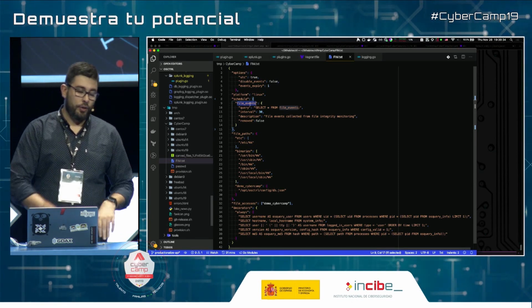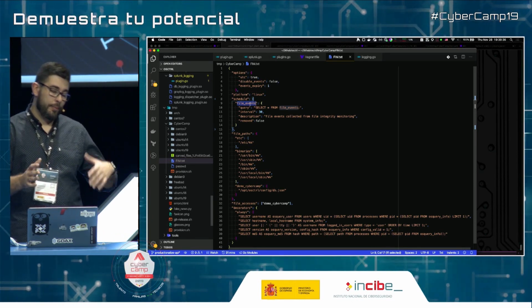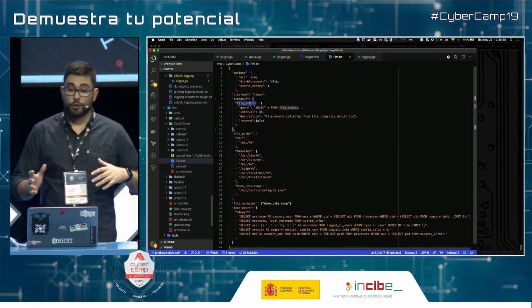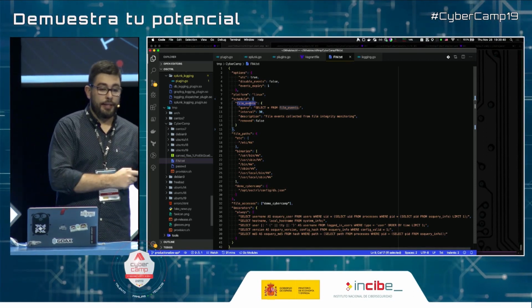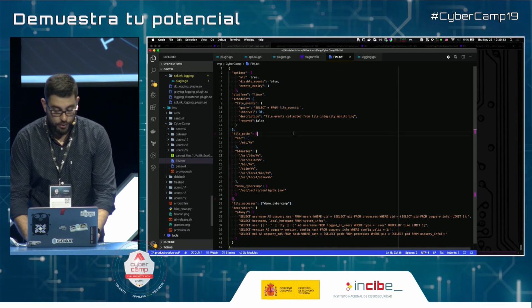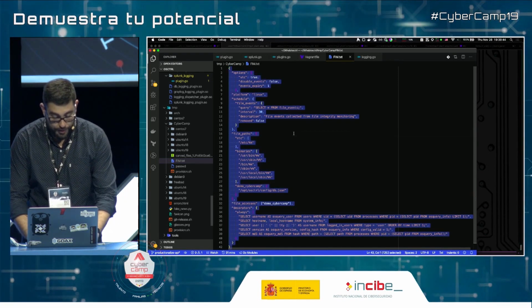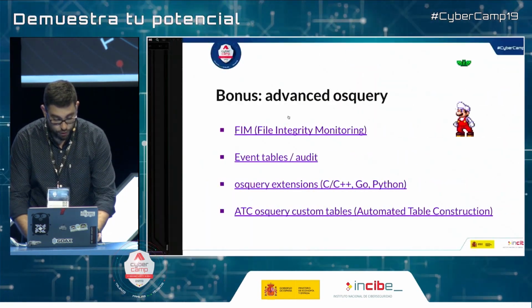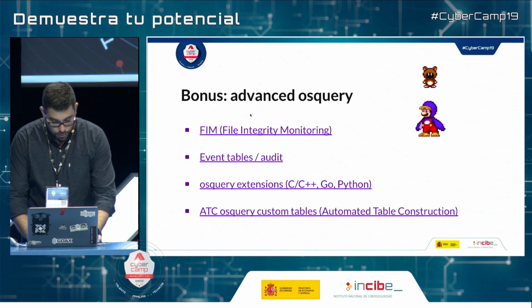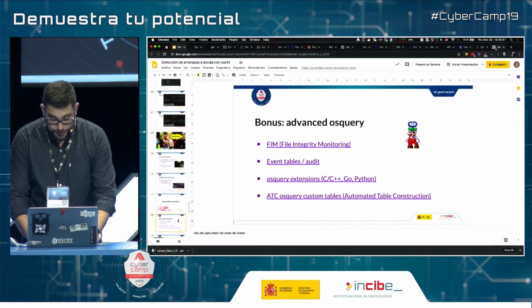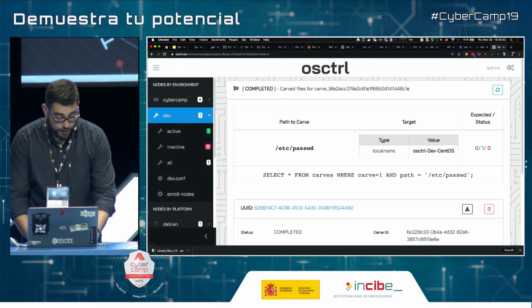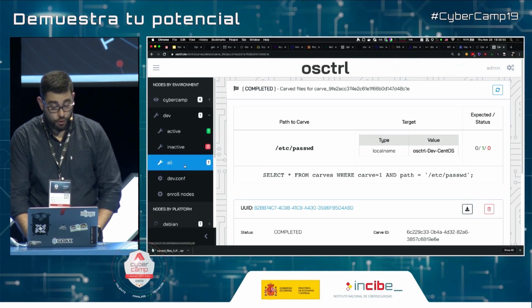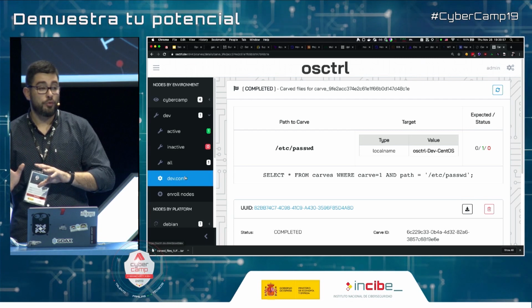I use file events through the API, and it returns the data to you. I'm going to configure this through Osctrl, and you'll see how powerful it can be for monitoring purposes.